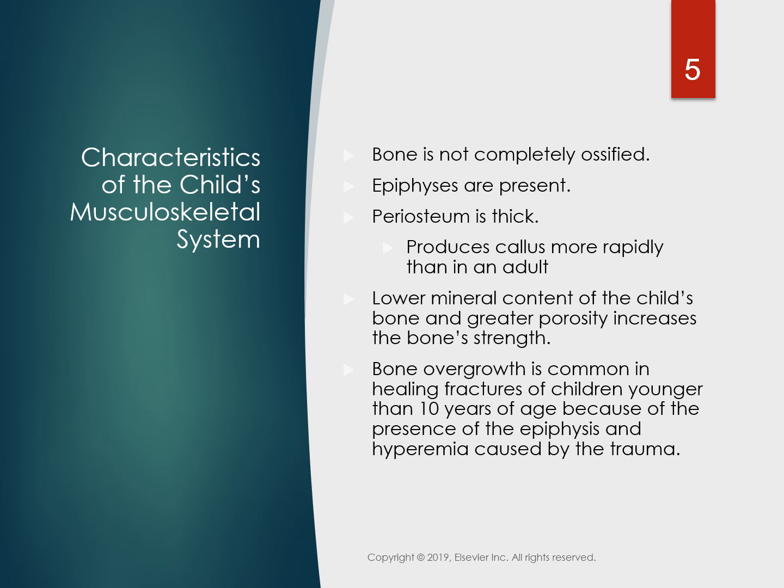The pediatric skeletal system differs from the adult skeletal system in that the bone is not completely ossified. Epiphyses are present, and the periosteum is thicker and produces callus more rapidly than in the adult. On page 571, figure 24.1 will describe some differences between the child's and the adult's skeletal and musculoskeletal systems.